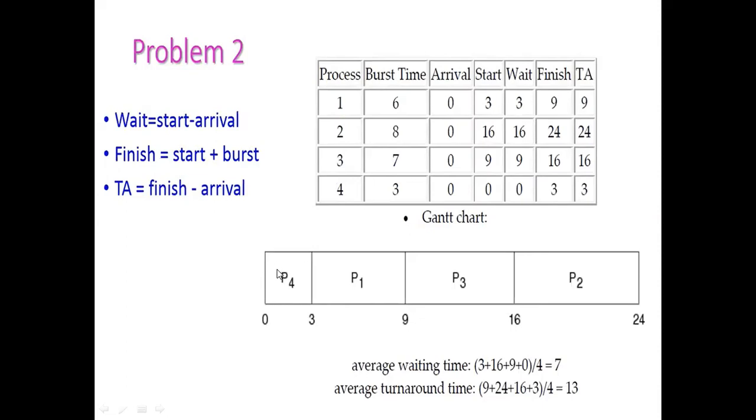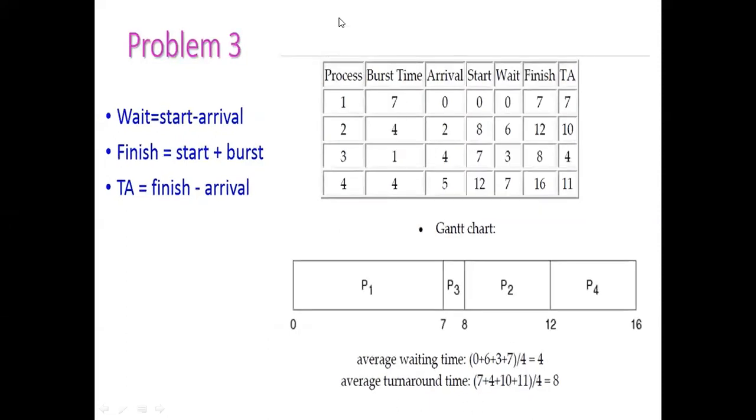So the process which has the smallest CPU burst time is process P4. The processes will be processed in the order P4, which has the shortest CPU burst time of 3. Next, the shortest CPU burst time is 6, that is process P1, the next smallest. Then the next process P3, and the last process that is processed is process P2. In this order, the Gantt chart is prepared, and we need to calculate the average waiting time and the average turnaround time.